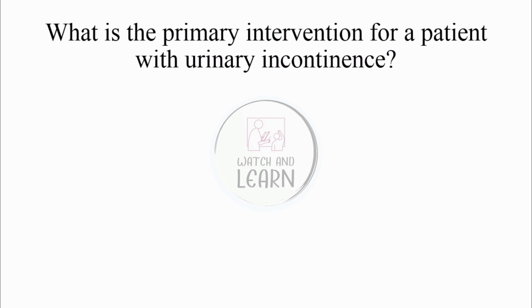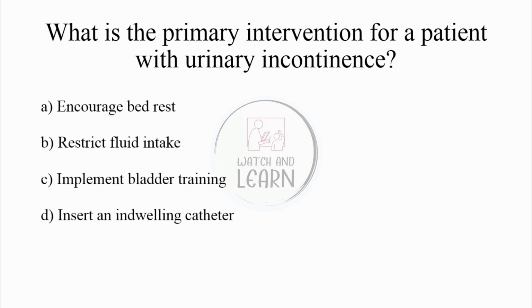What is the primary intervention for a patient with urinary incontinence? Options are option A, encourage bed rest, option B, restrict fluid intake, option C, implement bladder training, option D, insert an indwelling catheter. The right answer is answer C, implement bladder training.